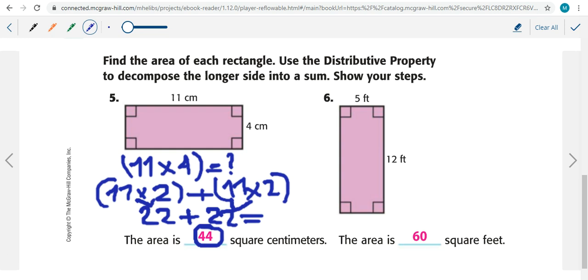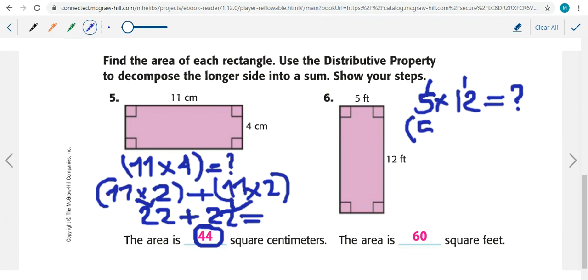Let's do number 6 together. Remember, area is equal to length times width, so we multiply 5 times 12, and we still do not know how much it is. Now, how can we decompose these numbers? You can pick either to decompose 5 or 12. Now we use the distributive property.